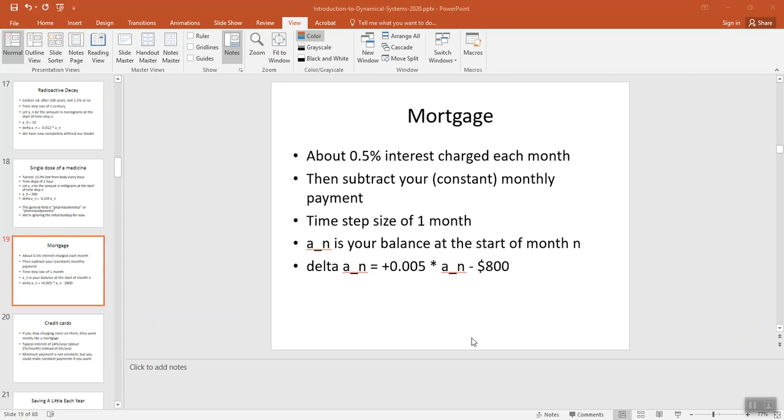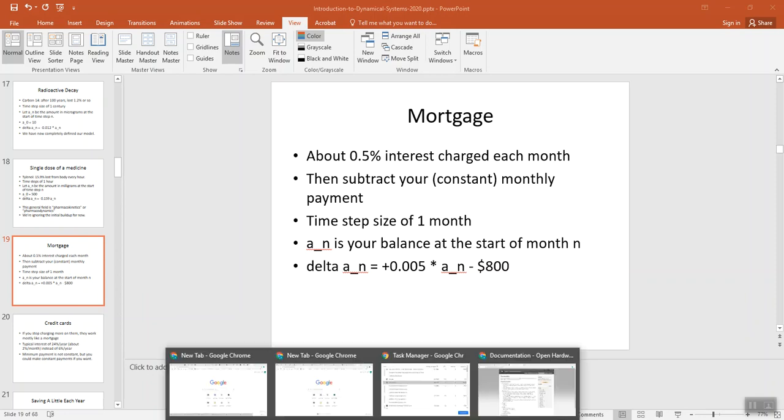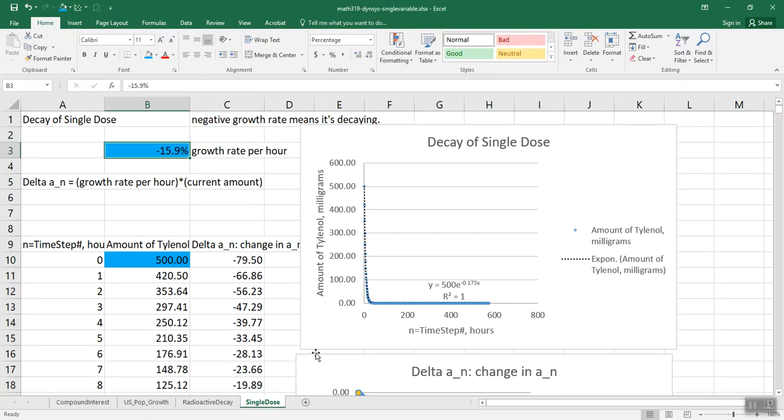Let's look at how mortgages work. Maybe you don't have a mortgage at this point, but it's basically the same as how student loans work, or rent to own, or credit cards if you don't charge anything new on them. So let's go to our spreadsheet.